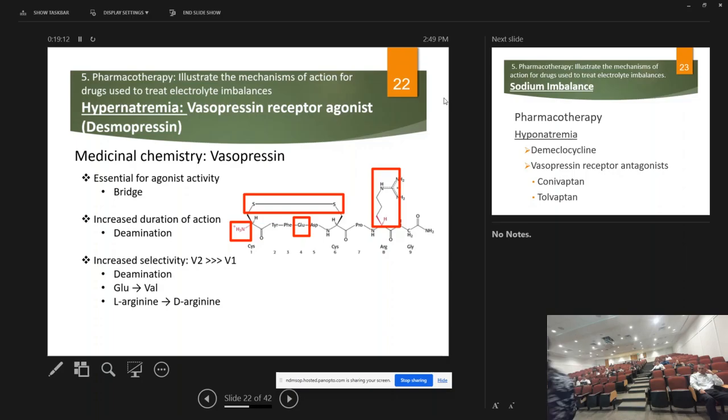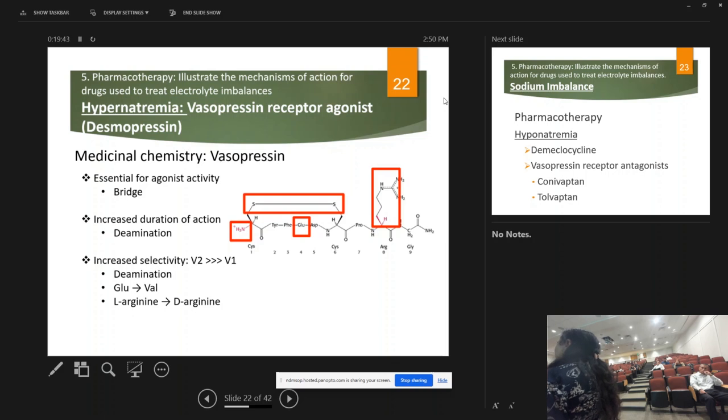Then there is also selectivity. There are different receptors. V2 is what we are talking about, but there are V1 receptors. If your drug needs to be more selective to V2 versus V1, then these are the modifications we need to know. These things are studied more when people are developing new drug molecules or trying to make the drug better. They can do deamination, so that V2 has more selectivity.